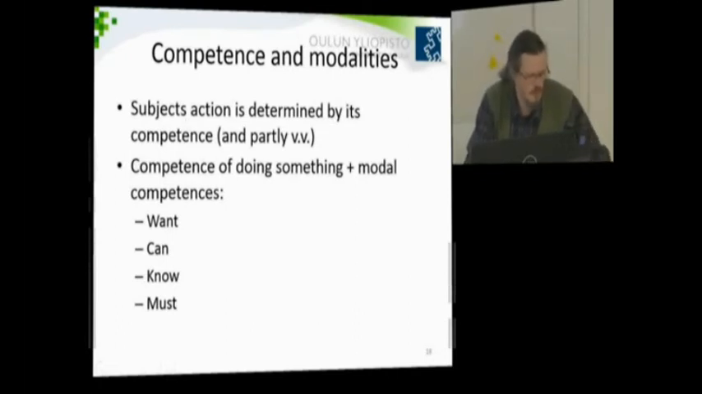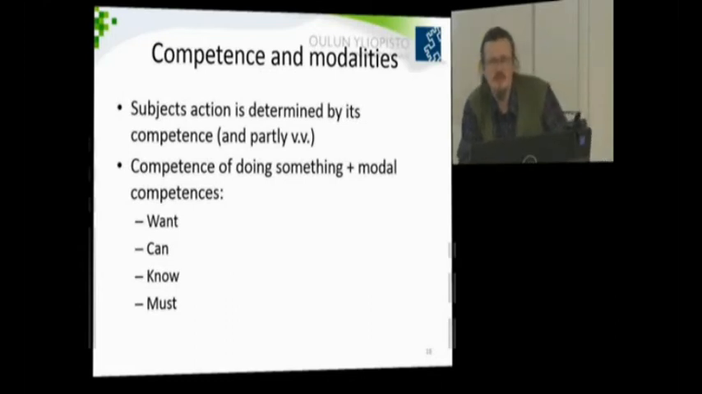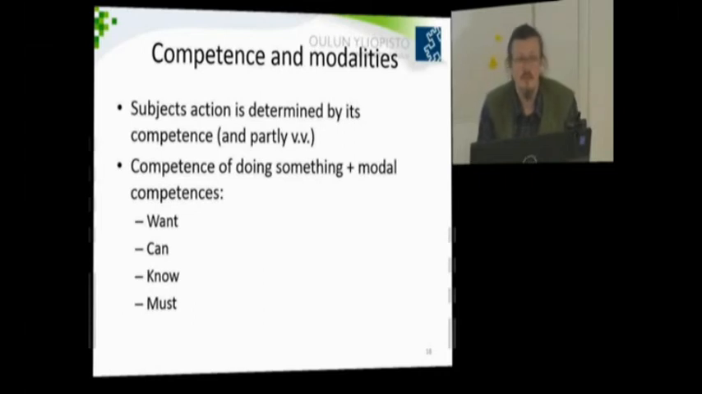The subject's action is determined by its competence. Now, the competence is a special property of a subject which makes it possible for the subject to act in the way it acts. And it's also partly vice versa, so that the way the subject acts determines its competence. And it is exactly the process of learning when the competence of a subject changes along the action.